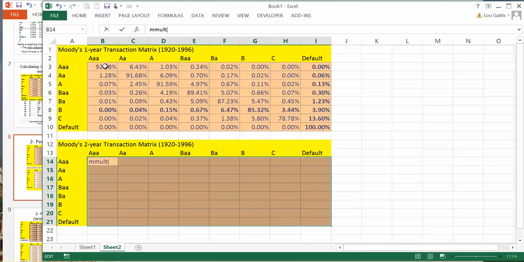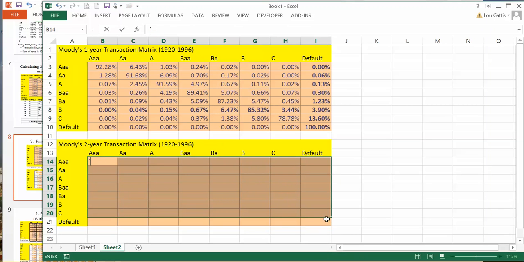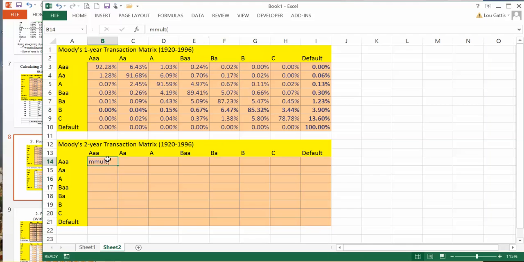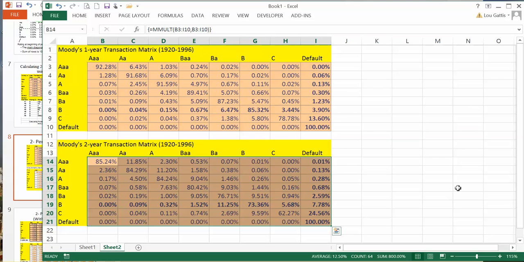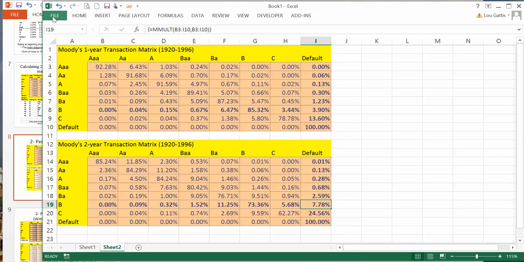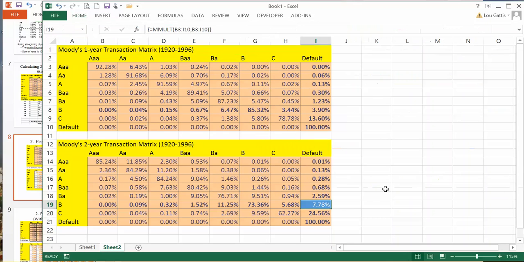Whoops, let me try that again. Forgot to put an equal sign there. MMULT. Take the transition matrix and have it multiply by itself. Control-Shift-Enter. There's my 7.78. All right, so that's a simple way of getting the 2-year probabilities of all of these ratings.